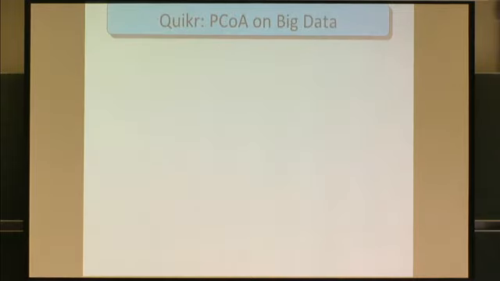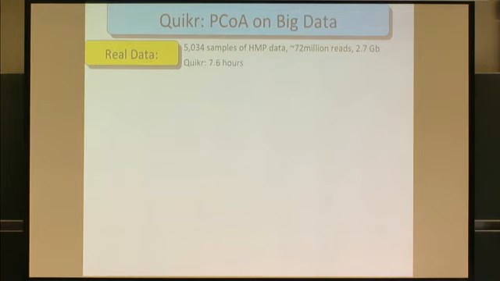Okay, when would you actually want to use this tool? You want to use this tool when you want a little bit higher level look into many, many different samples. As an example, on real data, we took 5,000 samples from the Human Microbiome Project, which is about 2.7 gigabytes worth of data. We were able to classify all 5,000 of those samples in less than 8 hours. Doing this with RDP's naive Bayesian classifier would take like 12 days or so.